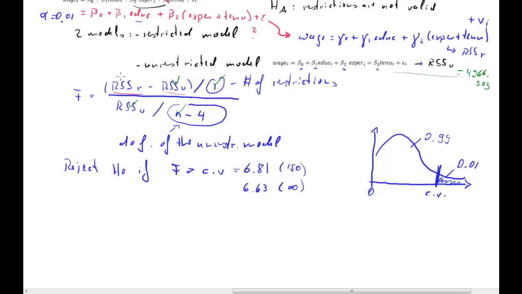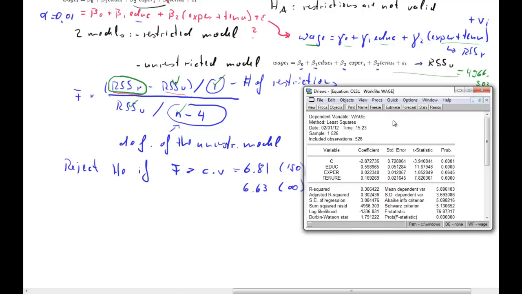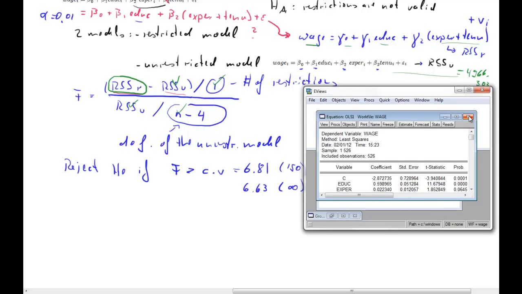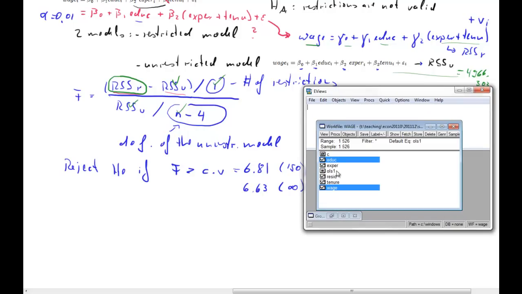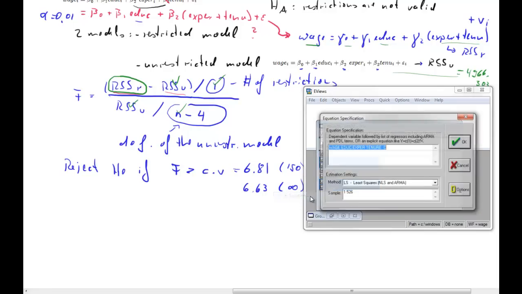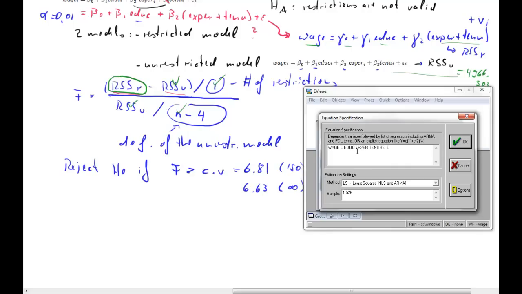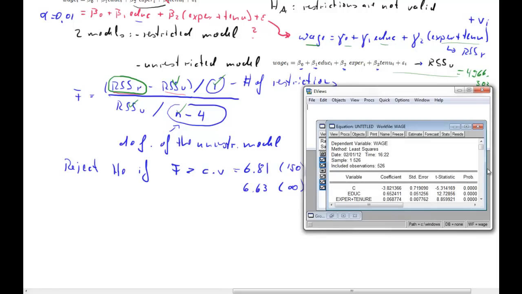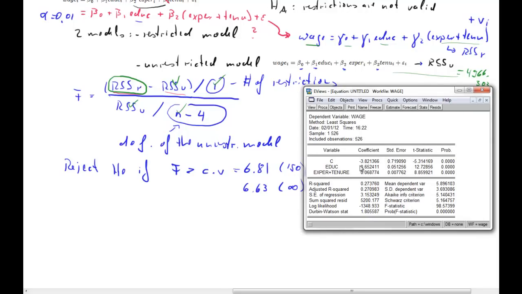The only thing we need is now this restricted residual sum of squares. And to get that, we need to estimate this regression with wages as dependent variable, constant, education, and experience plus tenure as explanatory variable. So let us go to eViews. We want to estimate a new model, wage, education, experience, tenure, all of these are involved in an equation. Let's put the constant in front, but now we don't have experience and tenure independently, but we have the sum of the two as an explanatory variable. So press OK, you can see what we get as regression output. We now only estimate three coefficients, and the residual sum of squares is 5,200.